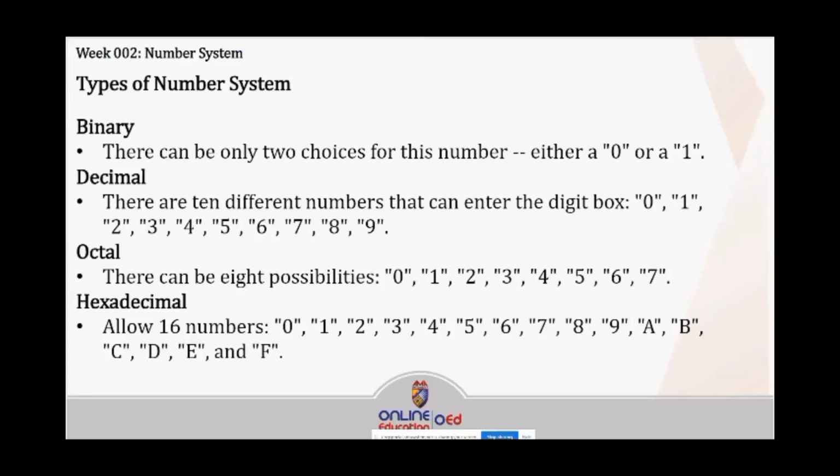For the hexadecimal, hexa means 16. The applicable values here are from 0 to 9 and then A to F: 0, 1, 2, 3, 4, 5, 6, 7, 8, 9, and then A, B, C, D, E, F. A is for 10, B is for 11, C is for 12, D is for 13, E is for 14, and F is for 15. That is the equivalent value of A, B, C, D, E, and F.